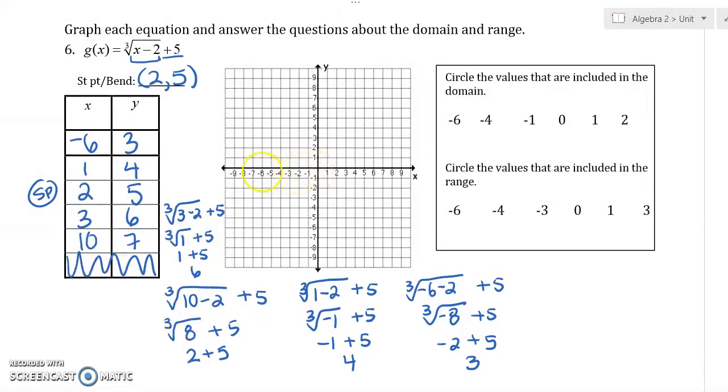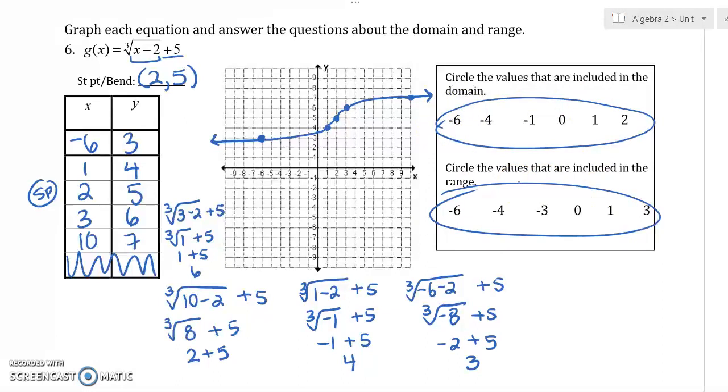So let's plot them. -6, 1, 2, 3. 1, 4. 2, 5. 3, 6, and 10, 7. You can kind of see this is our starting point. So here's one half of it, and here's the tail end of it. All right. Now, what's nice about the domain and range is when they ask which ones are included, you are just going to circle all of them, because domain and range on cube roots are all reals. Every single number works.